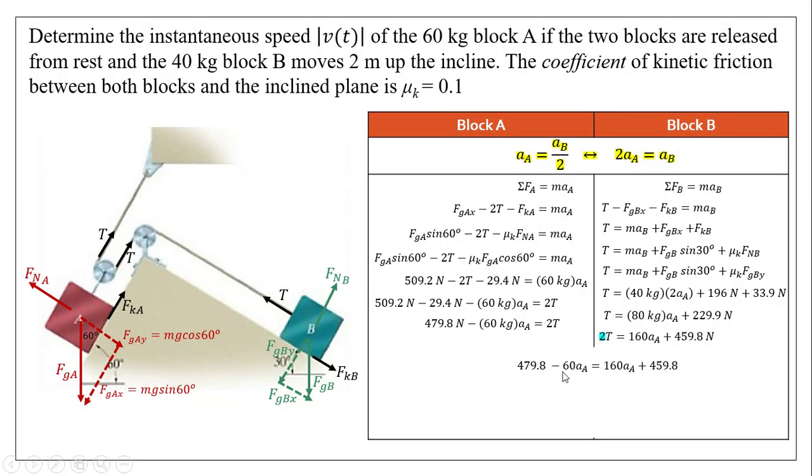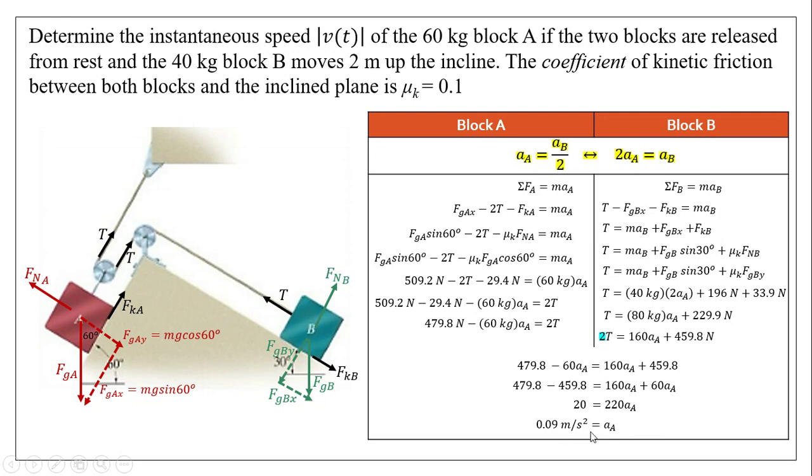So to combine like terms, I'm going to move the negative 60AA to the right side, which makes it positive. And I'm going to move this 459.8 to the left side, which makes it negative. So here, that's what I did. And then combine like terms, 160A plus 60A, that's going to give us 220AA. And then 479.8 minus 459.8, the difference there would just be 20. And then to solve for A, divide both sides by 220. So if you take 20 divided by 220, you'll get 0.09 about.